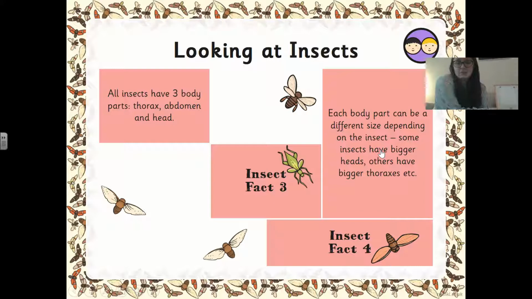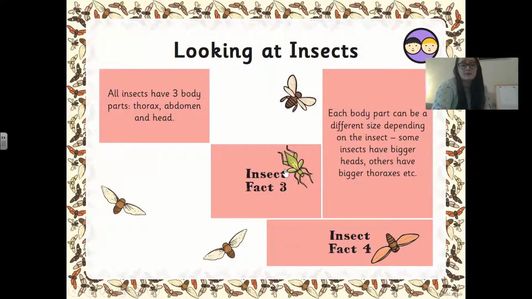Now let's go over to number 2. It says each body part can be a different size depending on the insect. Some insects have bigger heads, others have bigger thoraxes, and it literally is just like human beings. I am a different size to you, and you are a different size to your parents. Like Miss Dunn says all the time, it would be boring if we were all the same.